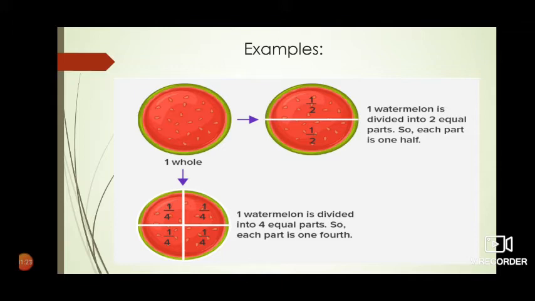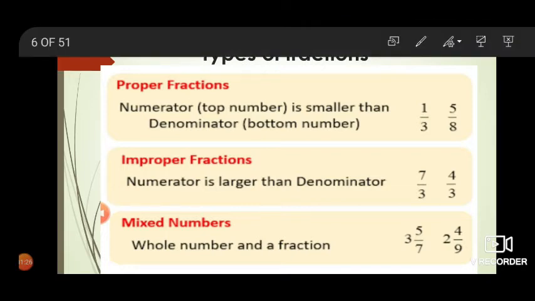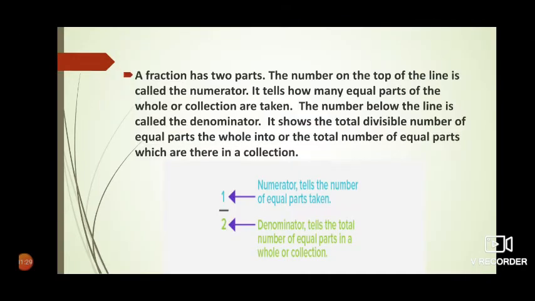So 1 by 4. Here, children, any fraction we take will have two parts: the numerator and the denominator. The number above the line is called the numerator, and the number below the line is called the denominator. You should not forget this, as there is a little confusion between numerator and denominator. The denominator shows how many parts the whole is divided into, and the numerator shows how many parts we have taken from the total parts.